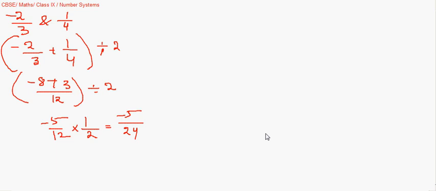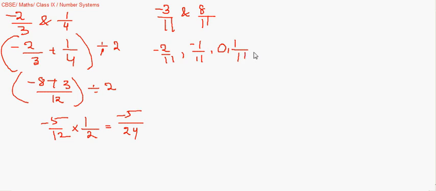So here, when we are given such questions, we make the denominator common. Suppose a question: take minus 3 by 11 and 8 by 11. If I have to find 10 rational numbers in between, because the denominators are the same, I can keep on writing minus 2 by 11, minus 1 by 11, 0, then 1 by 11, 2 by 11, continuing like this till I reach 8 by 11.